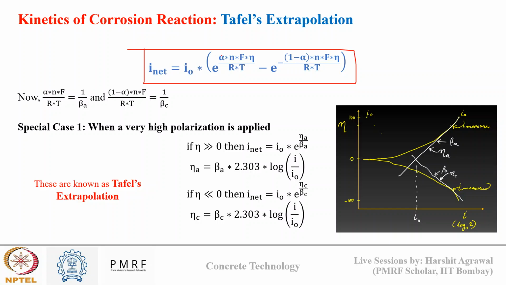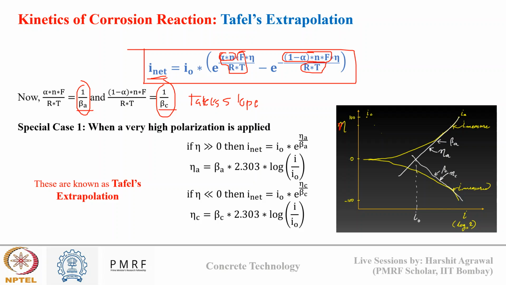In this relationship, the factor alpha n F upon RT, we assume as a constant value, 1 upon beta a, and for the backward reaction we assume this as 1 upon beta c. These beta a and beta c are known as Tafel constants, Tafel slope constants. So you can see how this eta and I are related.